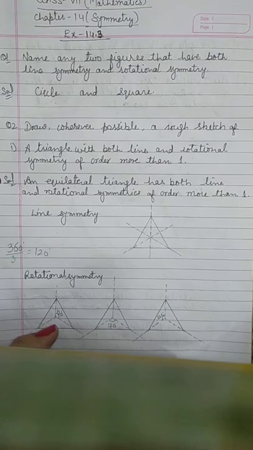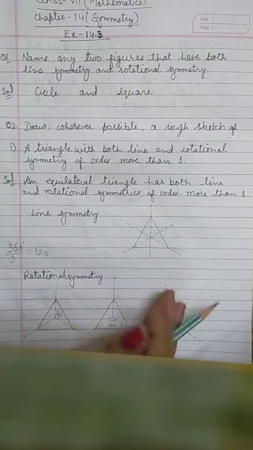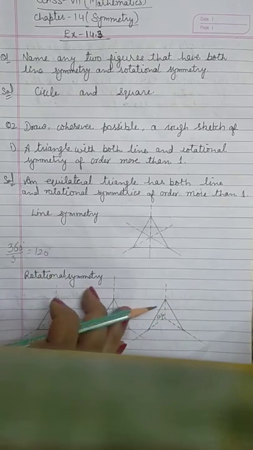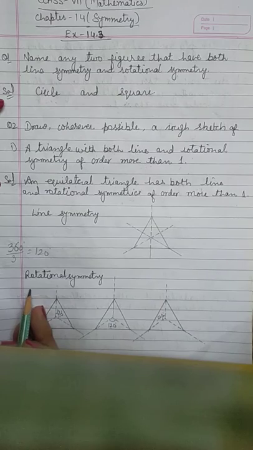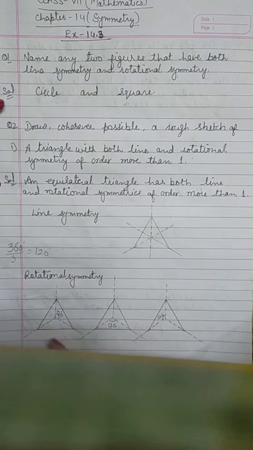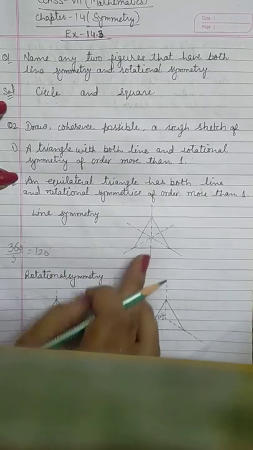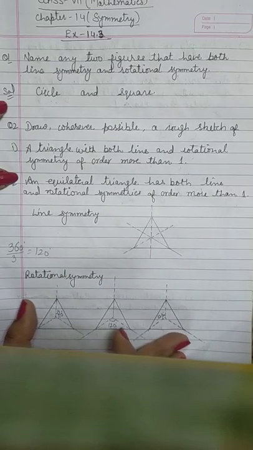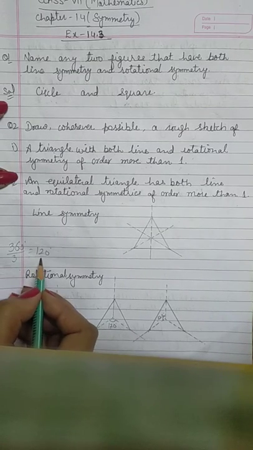In an equilateral triangle all the sides are equal and it has 3 lines of symmetry. Then in rotational symmetry, we can draw order 3, because this figure will completely rotate up to 360 degrees. So 360 divided by 3 is 120.